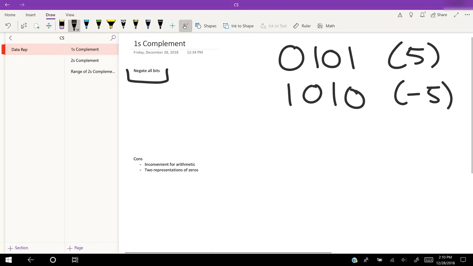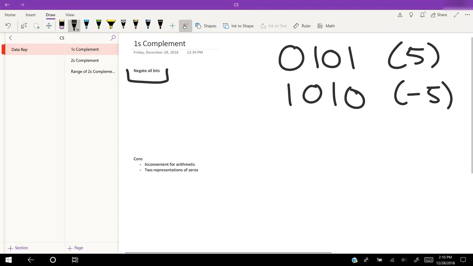Now, it's very easy to have a binary number of any amount of bits. For the sake of this video, I'm going to do everything in 4 bits because it's simpler. But as you'll see, one's complement isn't as good as two's complement, for these reasons.